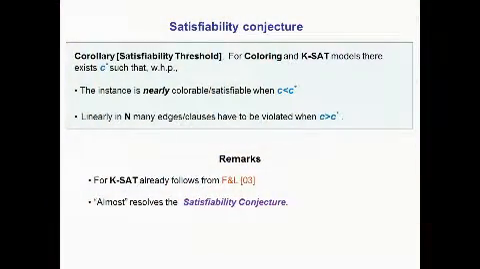Let me talk about the satisfiability conjecture, because a few of this might actually miss some of the audience. So those of you who are not familiar with the development of random satisfiability, I apologize. You might not fully understand the setup. But one of the things that attracted a lot of attention is the so-called satisfiability conjecture.